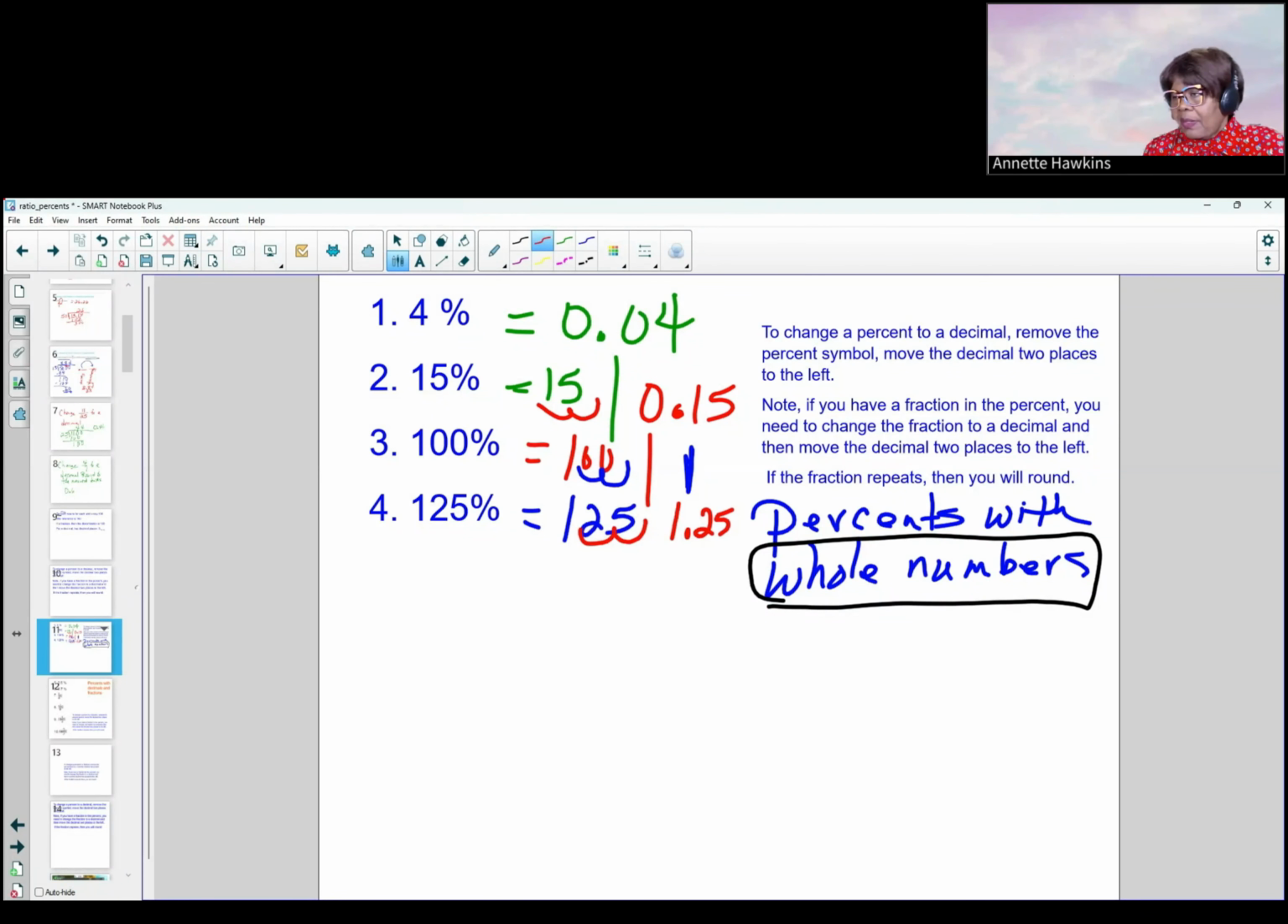All right. Any questions about that? Everybody okay with that? To change a percent to a decimal, remove the percent symbol and move the decimal 2 places to the left.